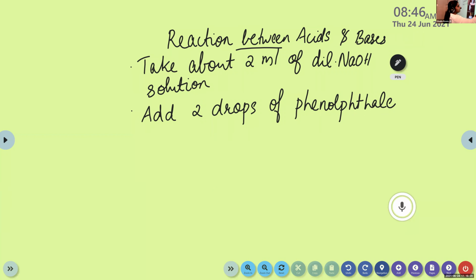What is the property of phenolphthalein? Is it an acid? Yes, Adidev? It indicates. Yes, it's an example of an indicator. What do you mean by indicator? A substance that helps us determine whether a substance is acidic or basic. So phenolphthalein is an example of an indicator.